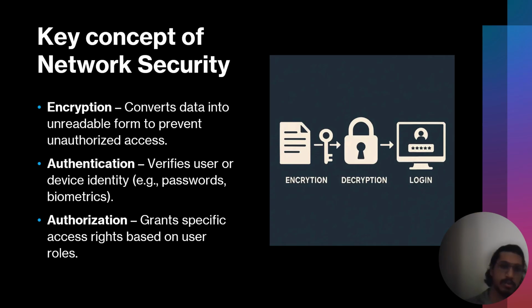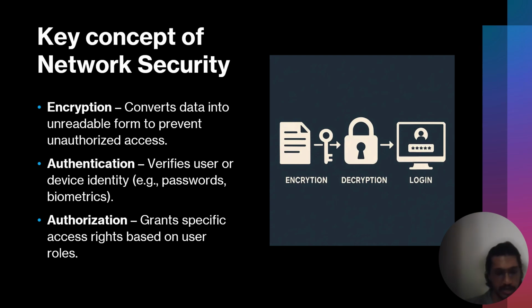Okay, let's talk about the key concepts of network security. Those are encryption, authentication, and authorization. These are the three main pillars of network security. First, encryption. It scrambles data using an algorithm, so only the intended receivers can read it. For example, HTTPS encrypts the browser data to protect it from hackers.